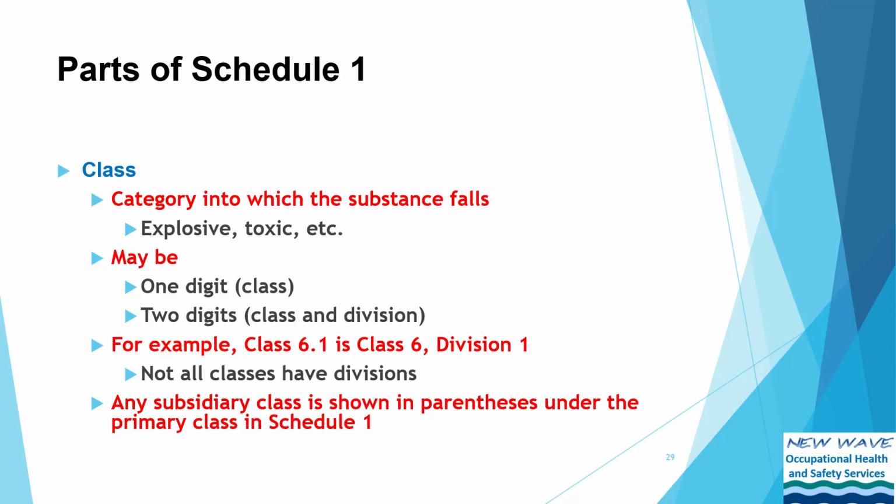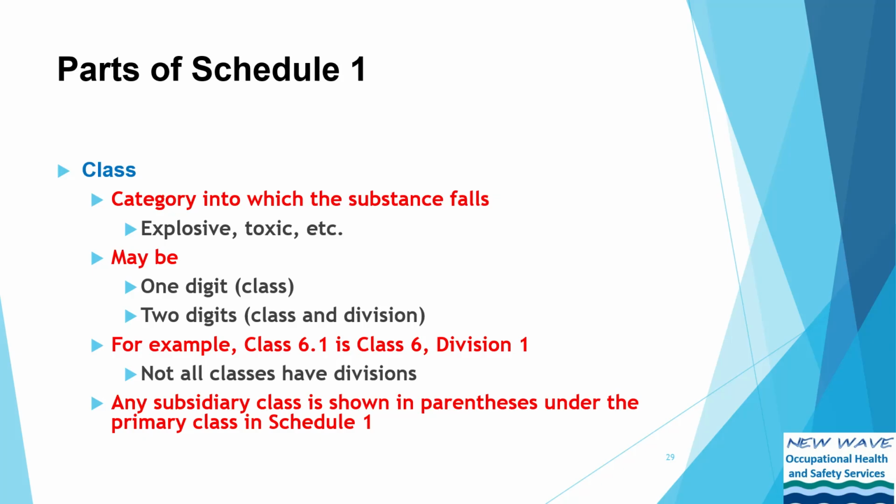Getting back to our original aim of talking about the parts of Schedule 1, the next column is the class. Very similar to WHMIS, transportation of dangerous goods groups products into classes with similar hazards, such as explosive, toxic, etc. Most but not all classes also have divisions, which are essentially subgroups or finer groupings of products. A class may be 1 digit for the class alone, or 2 digits for a class and a division. For example, class 6.1 is class 6, division 1.